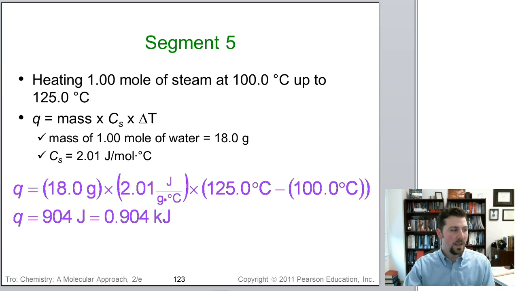So what's the total amount needed to do this entire heating curve? All we have to do is add all 5 segments together, and we know how much heat is required to take a sample of ice from minus 25 all the way up to steam at 125 degrees C. We have to account for each phase change and for each temperature change along the way.